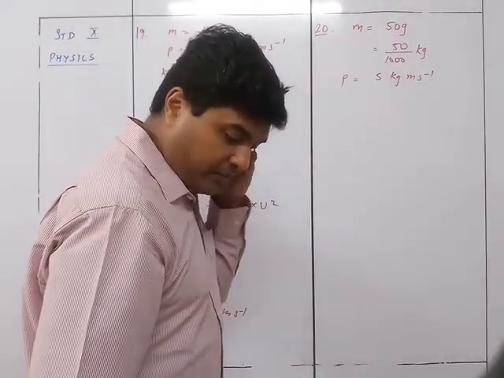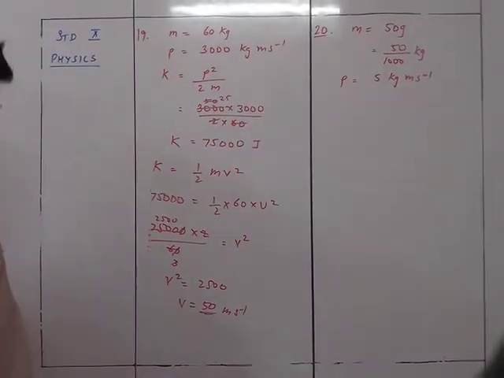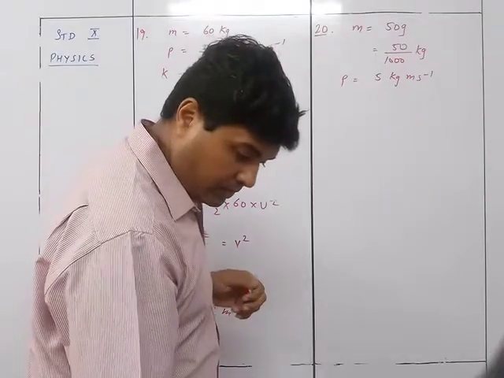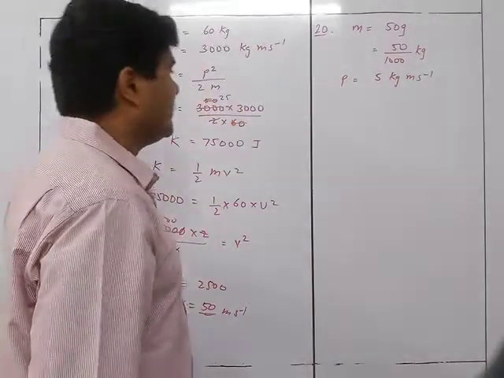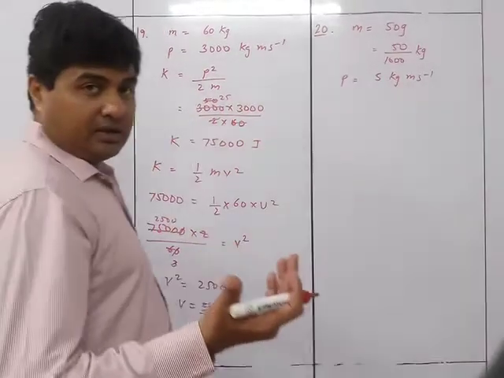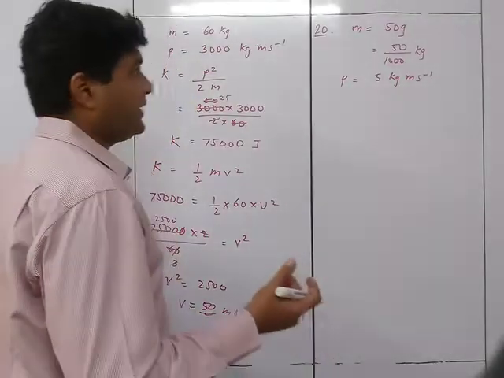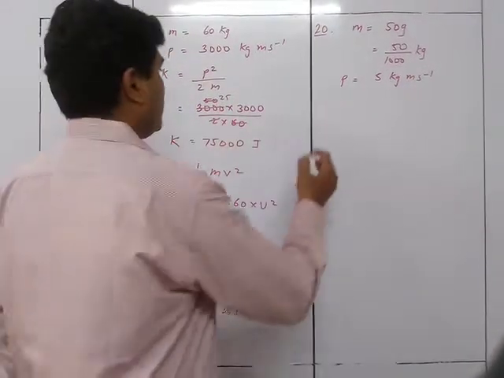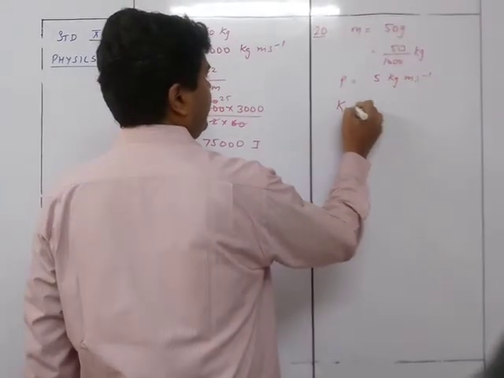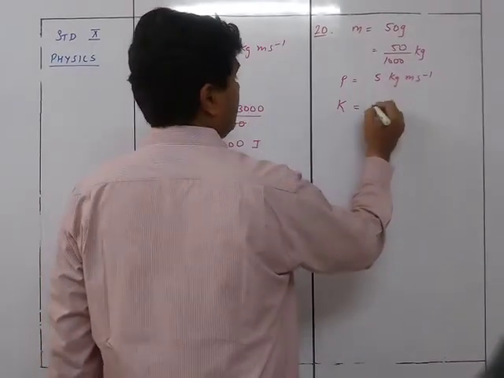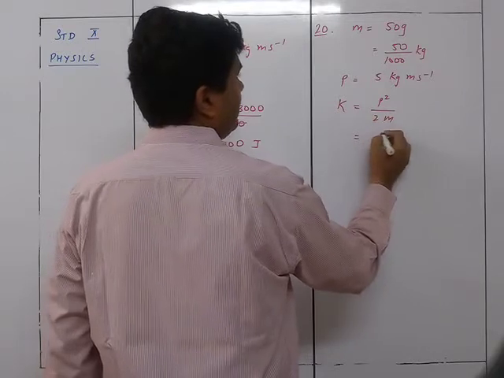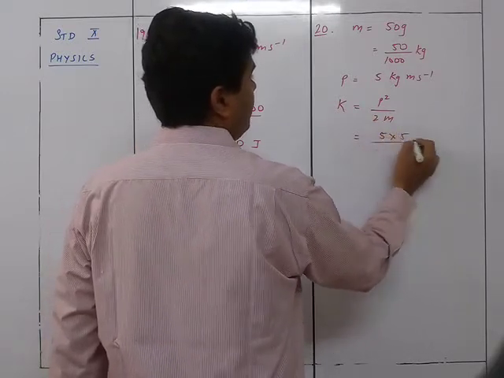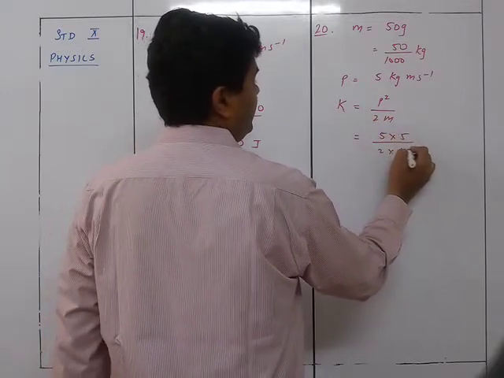We need to find out the work done. Now, work done is nothing but the kinetic energy, right? So we can say over here that work or K. First of all, let us find out K. K is equals to P square upon 2m. So that will be 5 into 5 upon 2 into 50 upon 1000.